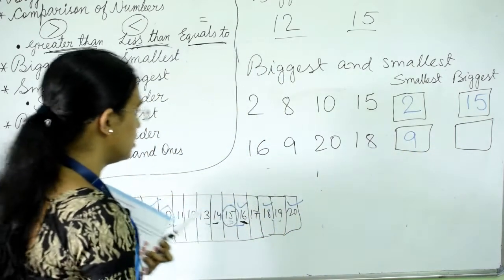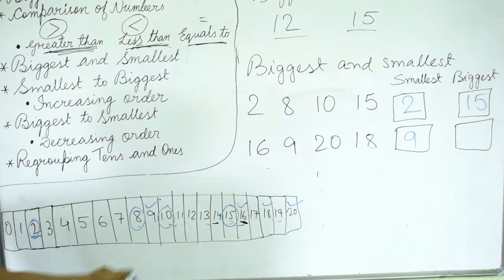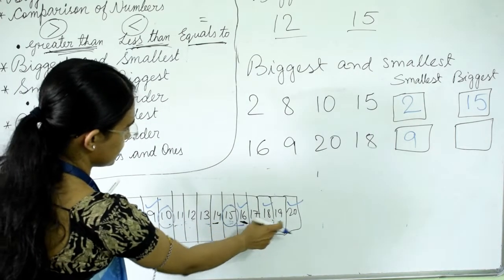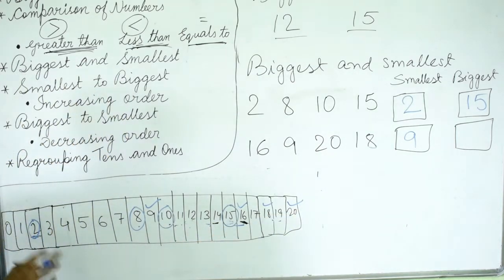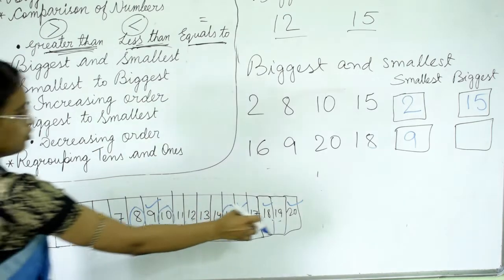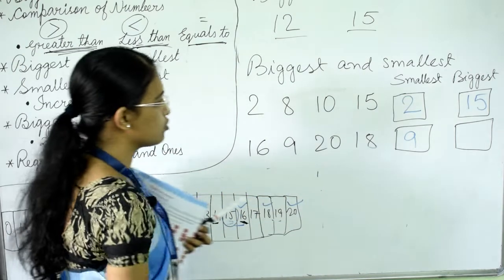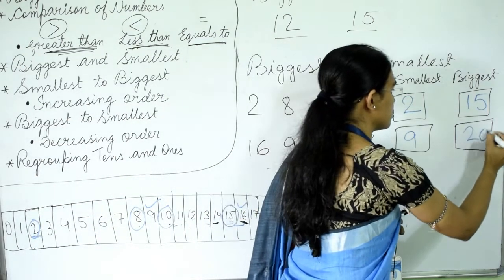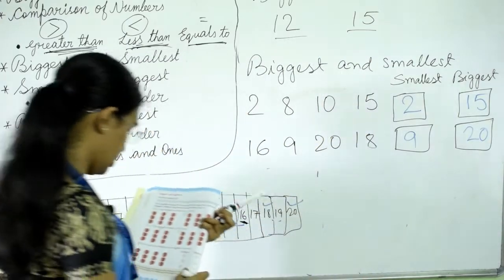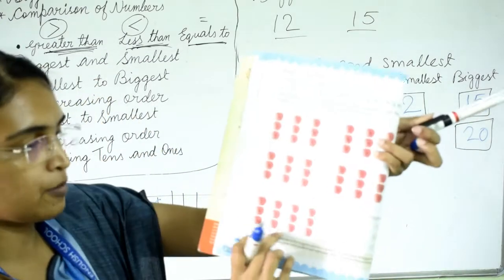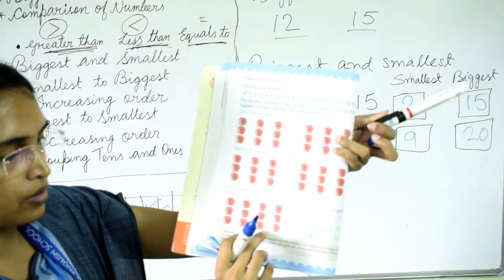So write it right here. Then 9, 16, 18 and 20. Which number is far away from 0? 20 is far away from 0, right? It comes at the last. So among these 4 numbers 20 is the biggest number. So in this way, do the last part. This is your homework.